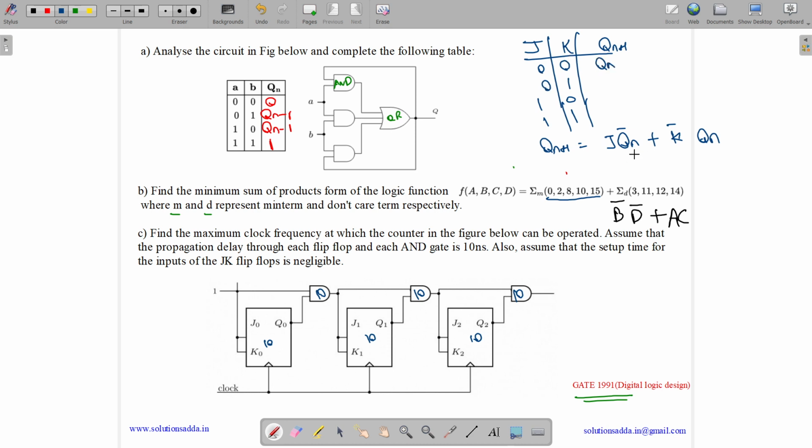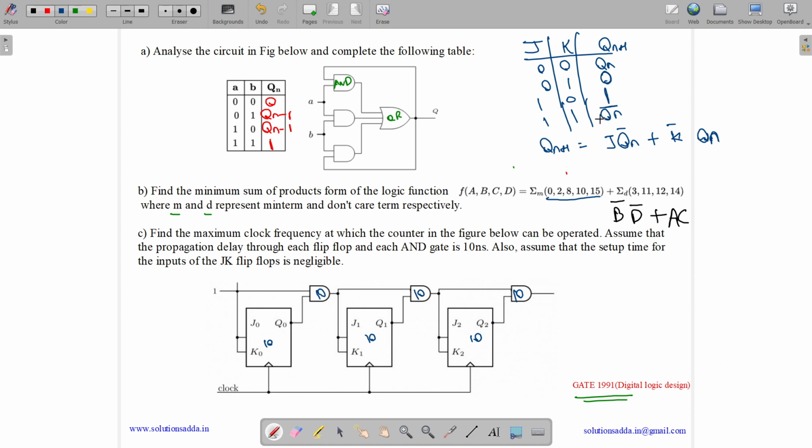This term will get 0 as J is 0. This term will have 1 complement 0, so both will get 0. 1 into Qn complement, and 0 complement is 1 into Qn. So we will have Qn plus Qn complement, which is 1. Then for the fourth term, we will have 1 and 1. So 1 complement 0 will get cancelled. We will get 1 into Qn complement.